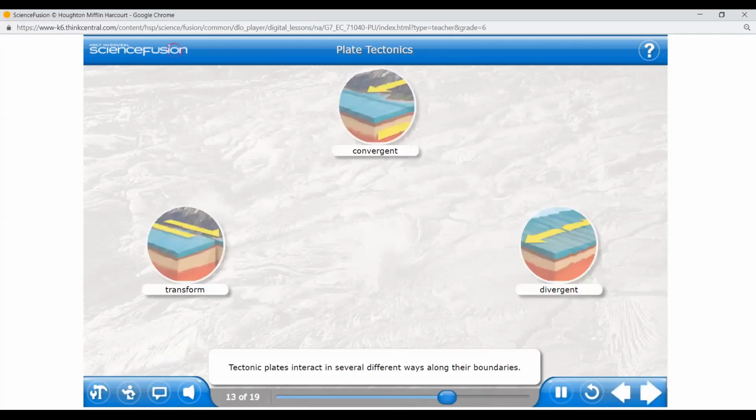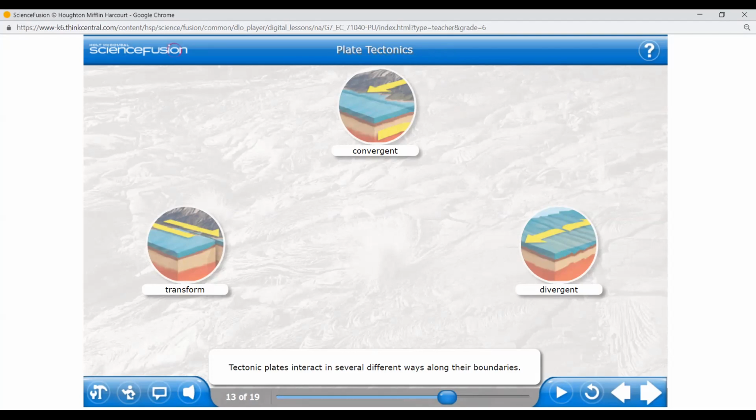Tectonic plates interact in several different ways along their boundaries. So girls, the main question to ask yourself is how tectonic plates move. I have told you very clearly to remember that the inner and outer core pull and push and cause some disturbances, and that travels to the mantle, and that in turn pushes and pulls and creates some movement in the plates of the Earth's crust.